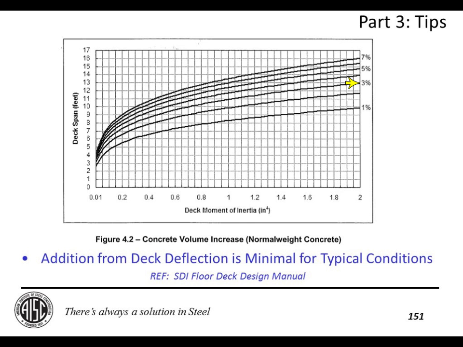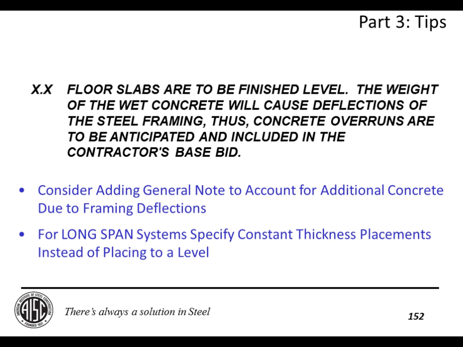What we do as a firm is add a note like this to our general notes, which sort of warns the contractor that they're going to have some additional weight due to concrete overruns, and they need to anticipate them in their base bid so that you don't get hit with any sort of add for additional concrete. And for long span systems, if you're looking at trusses and things like that, instead of specifying your slab be placed to a level, you should think about specifying it be placed to a constant thickness, which is a little more difficult to do, but certainly achievable, and that way you don't end up with any type of overrun.